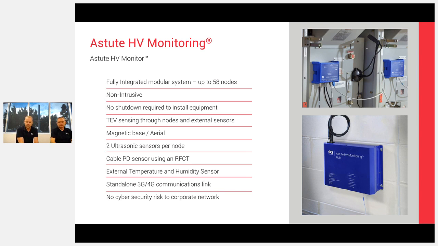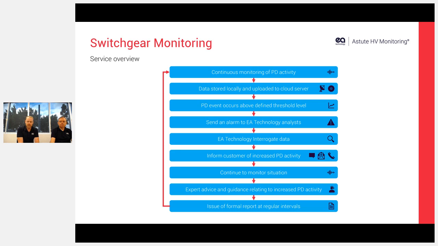We have external comms. What we usually do is plug a 3G or 4G modem into the hub, and that acts as a standalone communications link, so it doesn't have to interact with your company's LAN. There are generally no corporate network or cybersecurity issues because it's completely separate. The hardware can either be purchased or loaned from us.